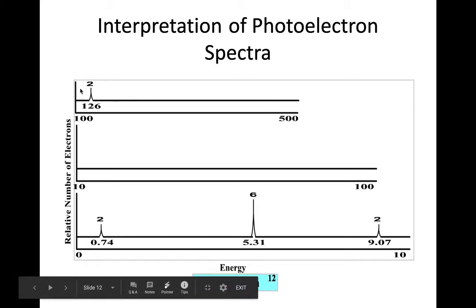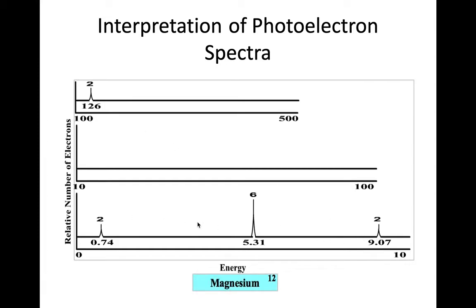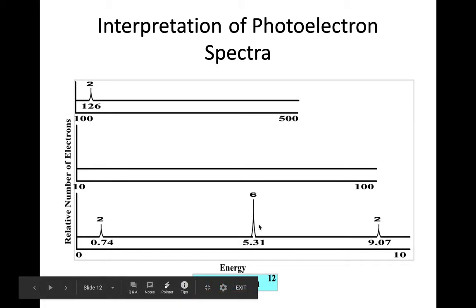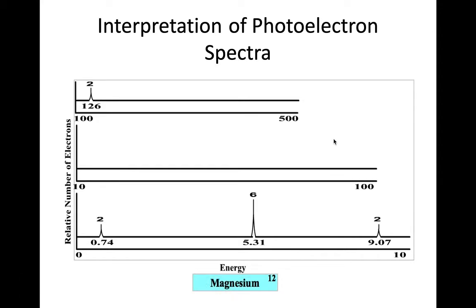So we could use this to write our electron configuration for an atom and to identify it. This high energy one, wherever it is, the highest energy peak is going to be the 1s orbital. So we've got 1s2. All right, next up is 2s2, 2p6, 3s2. And once we've got that configuration, we can look at our periodic table and identify the element as magnesium, because that's where the 3s2 element is.